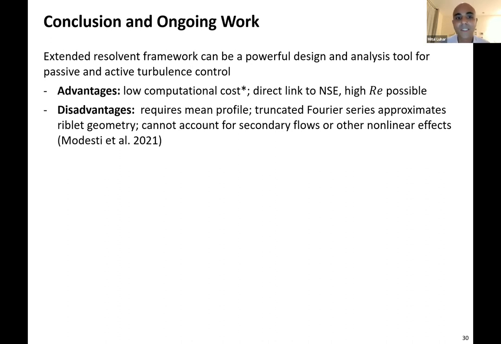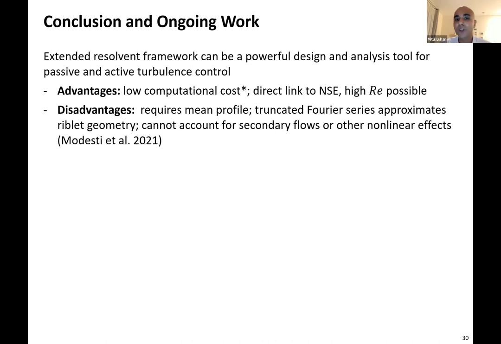Of course, there are some disadvantages. The first one is the requirement of a mean profile, right? So for the work that I showed so far, we essentially used a smooth wall, no control mean profile, or made use of simple models to predict the mean profile.